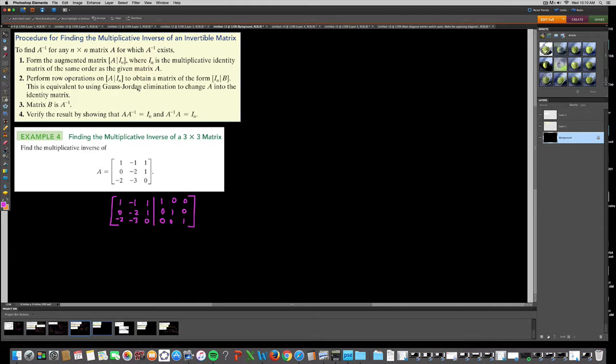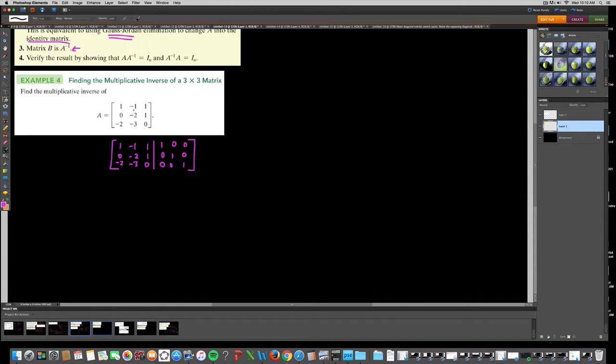So that is to say, what we're going to be doing is using Gauss-Jordan elimination to transform this matrix A on the left into the identity matrix. We're going to make it into the identity matrix, and what results, this matrix B on the right, that is the inverse matrix. So let's go ahead and proceed with this. Really, this is going to be a whole lot of just Gaussian elimination.